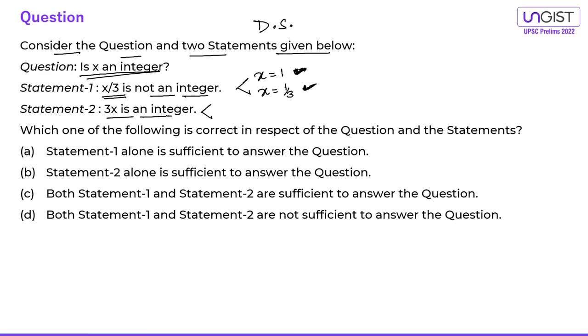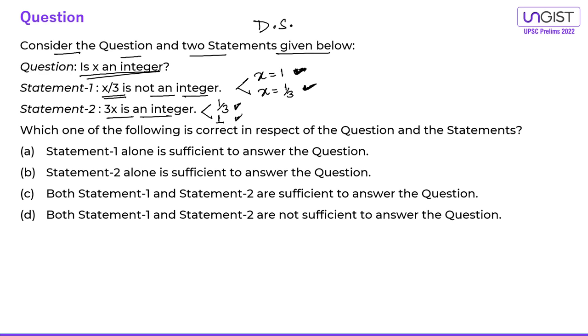3x is an integer. So if we consider x as 1 by 3, then 3x will be 1. And if we consider x as 1, then 3x will be 3, right? So here x can be non-integer or x can be integer. So from statement number 1 alone, we can't give the answer. And from statement number 2 alone, we can't give the answer, because in both the cases, x can be integer or x can be non-integer also.